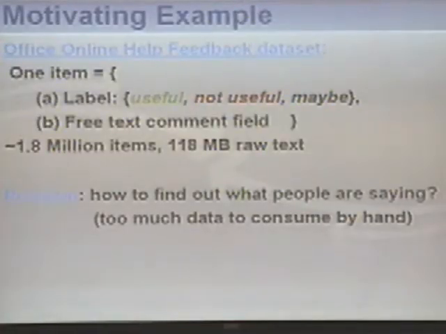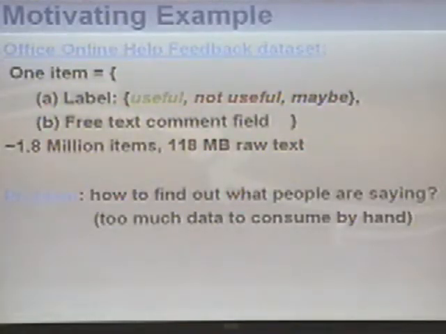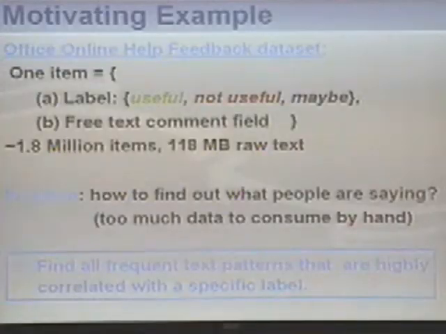They have about 1.8 million items. It's about 120 megabytes of raw text. I'm sure it's grown since we got it. So the problem is how do I deal with this free text comment field? What you want to find out is what are the frequent things people are saying without actually reading all of this. The low-hanging fruit we first try to go after is simply to find all the frequent text patterns that are highly correlated with either the useful or the not useful label. So what are the positive things people are saying? What are the negative things people are saying? In a way, it's easy because we have this label information that we want to leverage.